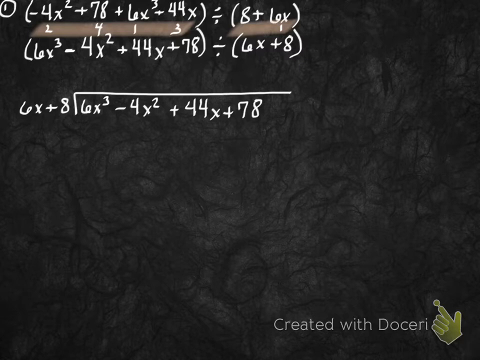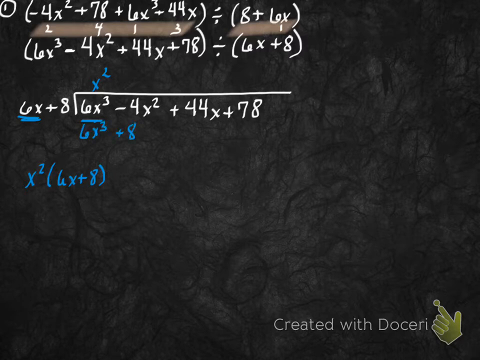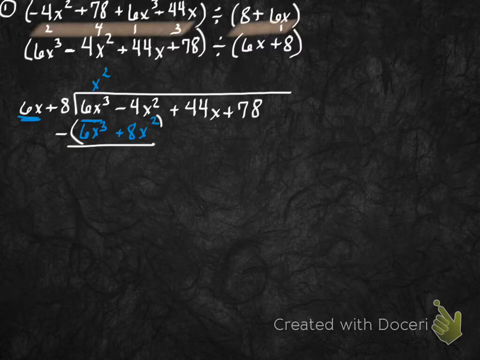So first step is to look at this 6x. What do I need to multiply it by to get 6x cubed? I need to multiply it by x squared. So x squared times 6x plus 8 results in 6x cubed plus 8x squared. Now I'm going to subtract it, just like we were doing yesterday. So we're going to subtract this whole term.